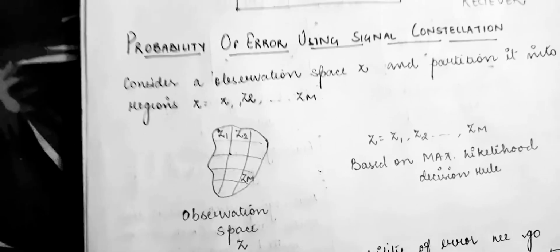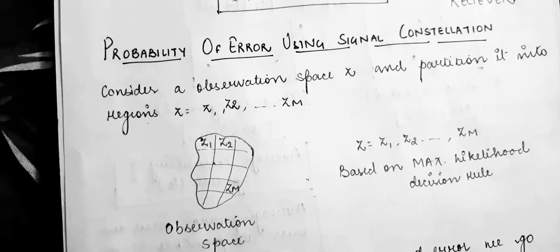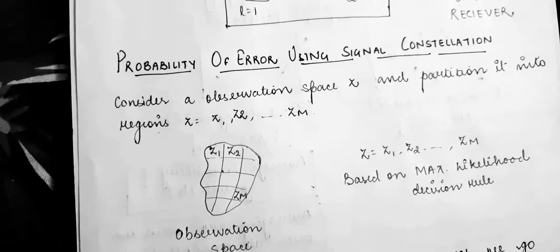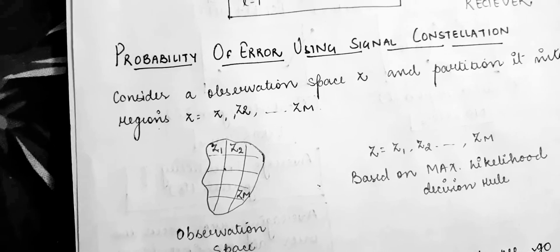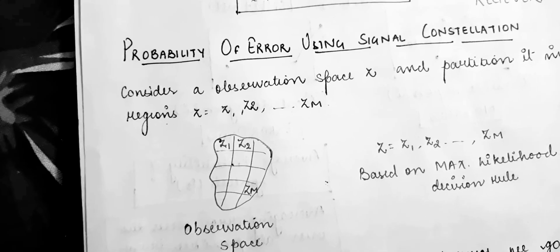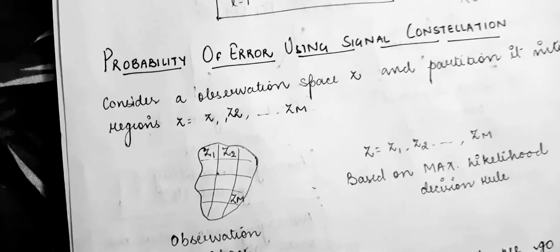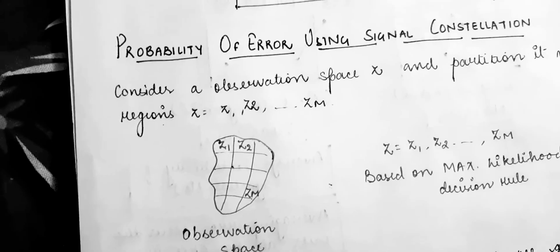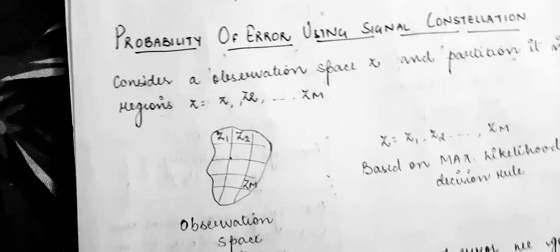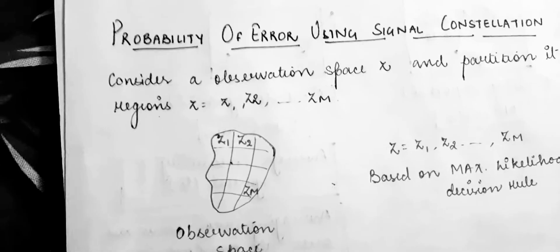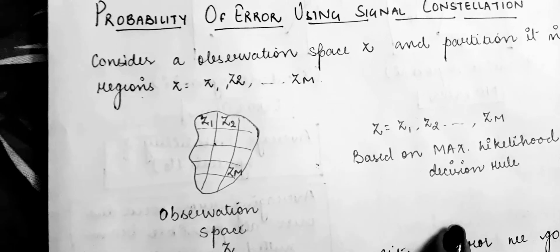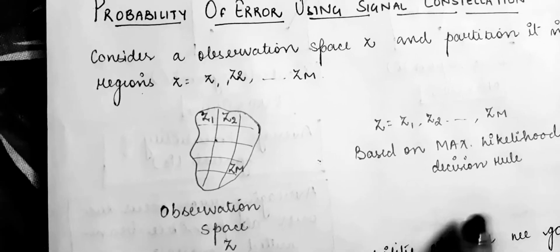Now we will discuss the probability of error using the signal constellation, that is, the calculation of average probability of error using the signal constellation. To understand the process, we consider an observation space Z and partition it into regions, that is Z = Z1, Z2 up to Zm, based on the maximum likelihood rule, that is the decision rule.